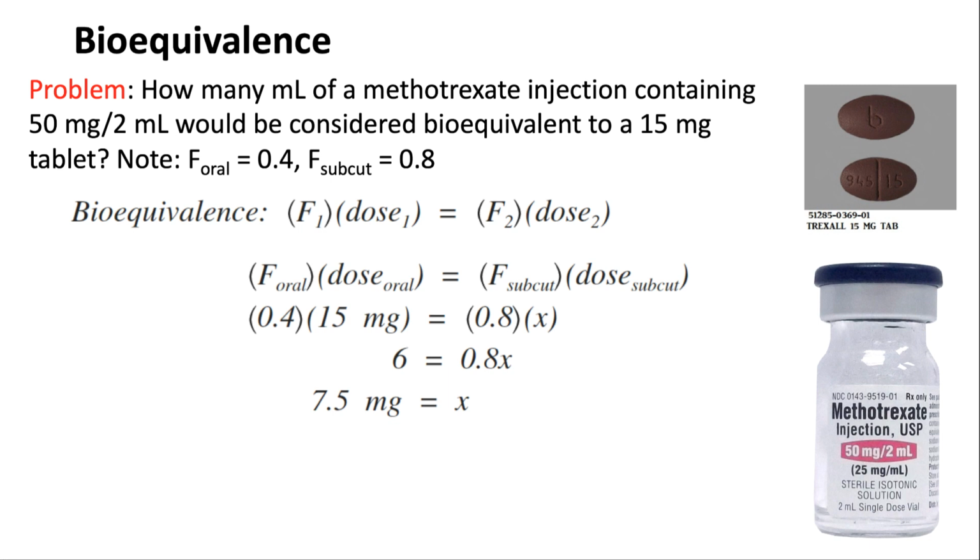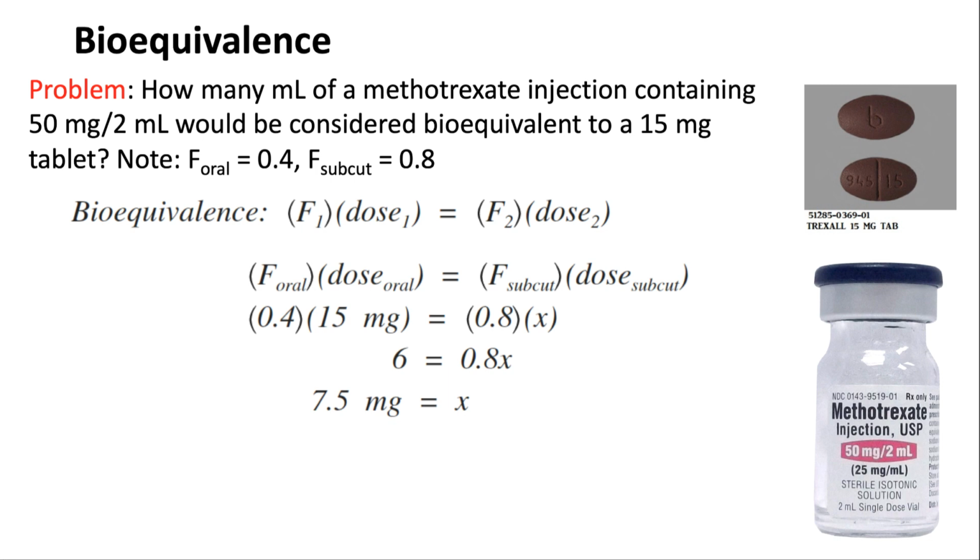So now we need only solve for X. So 0.4 times 15 is equal to 6. And that would equal 0.8x on the right side. So now if we solve for x by dividing both sides by 0.8, we see that 7.5 milligrams is the dose of the subcutaneous injection that would be bioequivalent to one 15 milligram tablet.